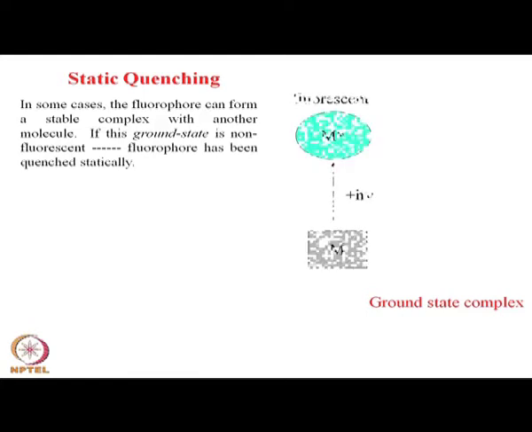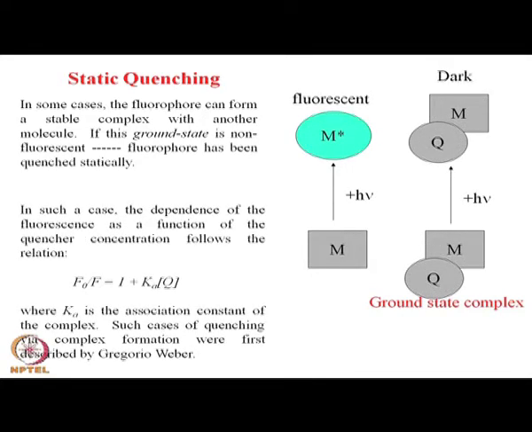Okay, now static quenching. What is static quenching? Now we are in a position to discuss it. We discussed the simplest case of collisional quenching, where we have this linear plot F0 by F versus Q. In some cases the fluorophore can form a stable complex with another molecule in the ground state, and that other molecule can be regarded as a quencher. So, if this ground state complex is non-fluorescent, then you can call that the fluorophore has been quenched statically.